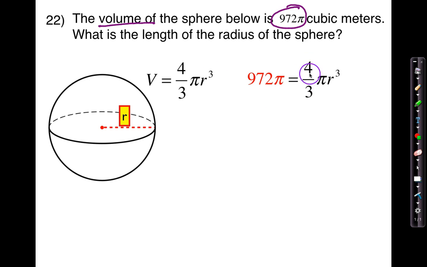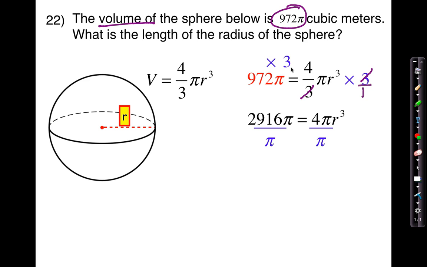Again, we want to get rid of the 3 first, so let's multiply both sides by 3. You'll see here that the 3's cancel each other out, leaving me with 2,916 pi equals 4 pi r cubed. I'm going to get rid of pi first by dividing both sides by pi, leaving me with 2,916 equals 4 r cubed.